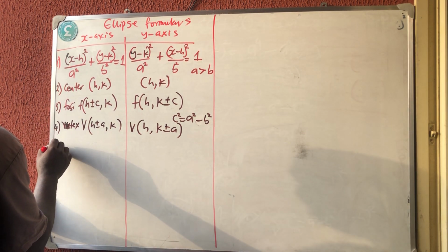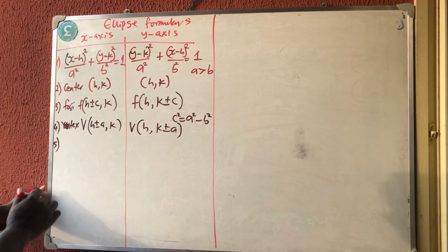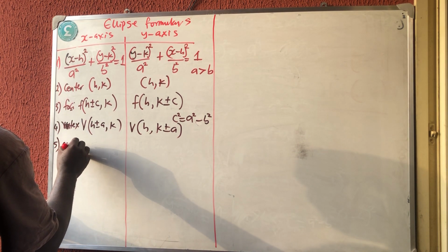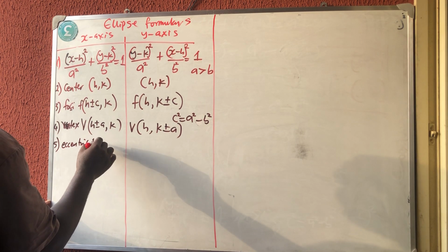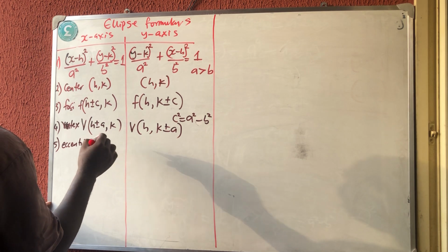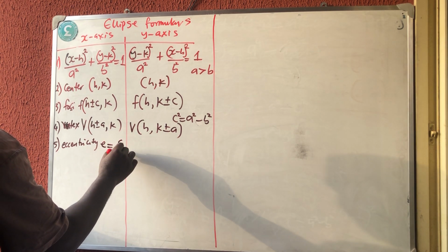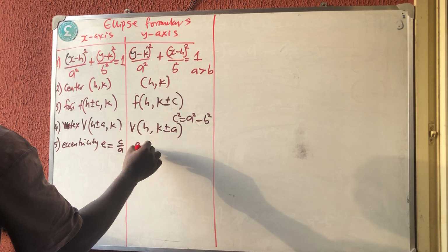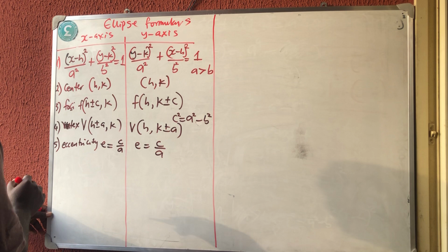Number 5, you see, they are very simple to note. Number 5 is the eccentricity. Eccentricity is e, and e is simply c over a. Don't forget c over a. The eccentricity doesn't change, it's the same thing, c over a. And don't forget how to get your c, please.